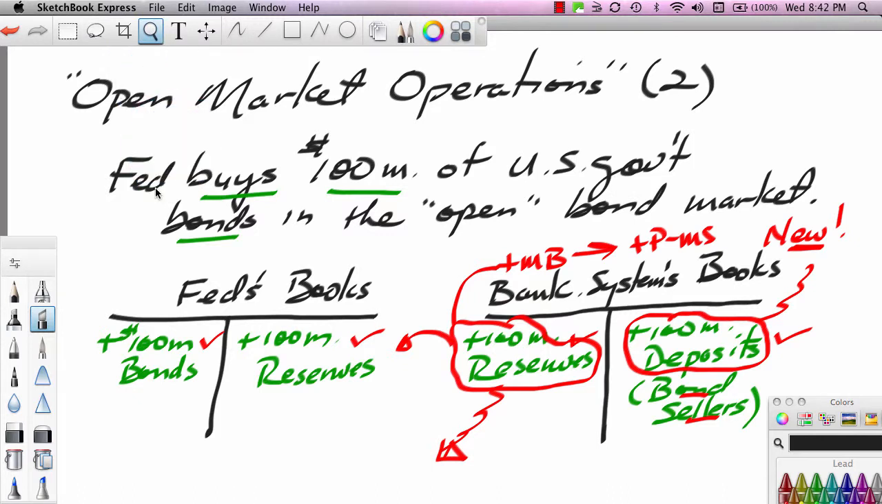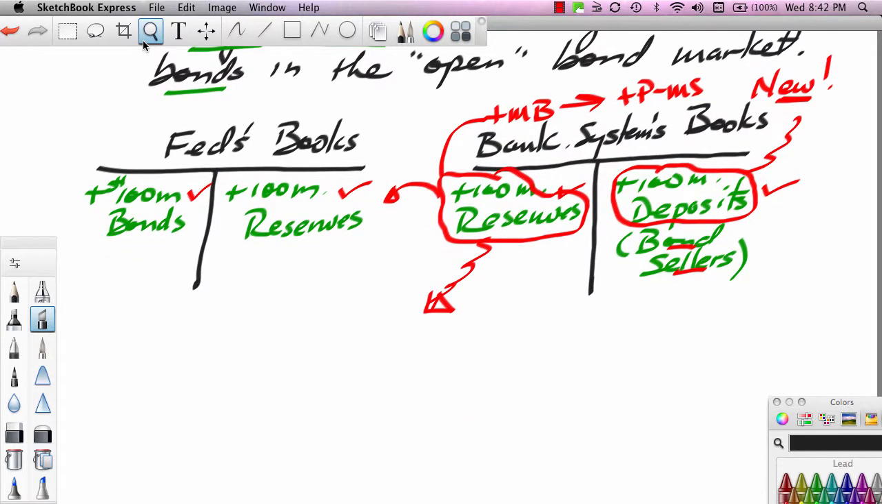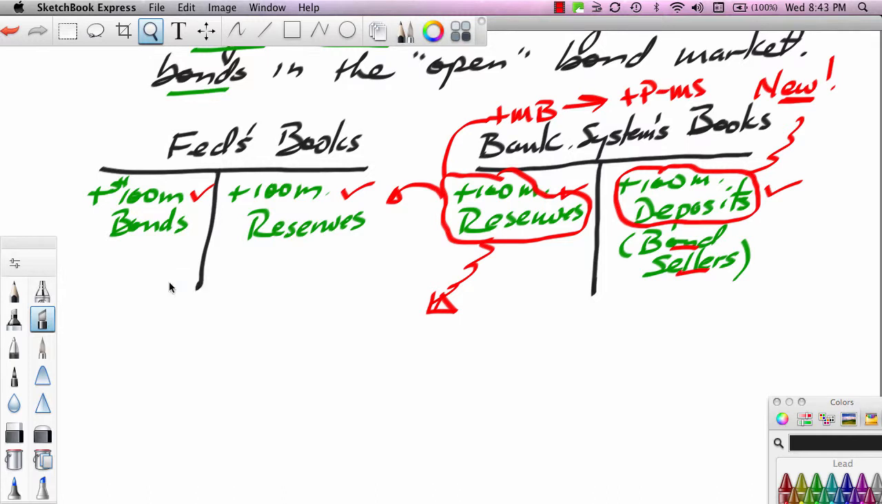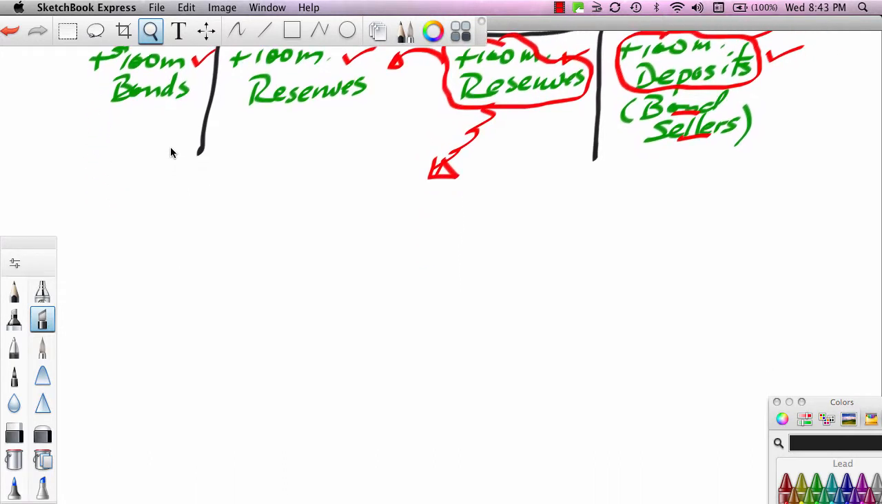Now, in this particular lesson, we want to look at how open market operations affects interest rates. And so this is really what we're going to focus on in this lesson: how does the Fed's actions affect interest rates. And so let's just go ahead and dive in. There's really two ways that the Fed's actions affect interest rates.